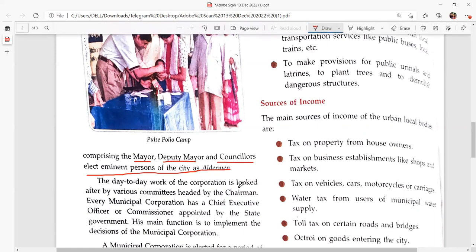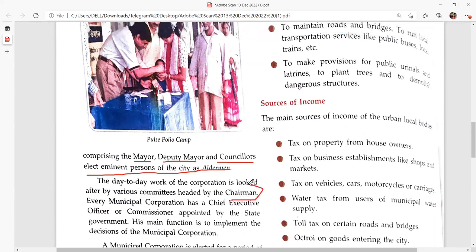The day-to-day work of the corporation is looked after by the various committees headed by the chairman. Okay, the chairman is the head. What work is done? What should be done next? What planning is going on? Everything is chaired by the chairman.